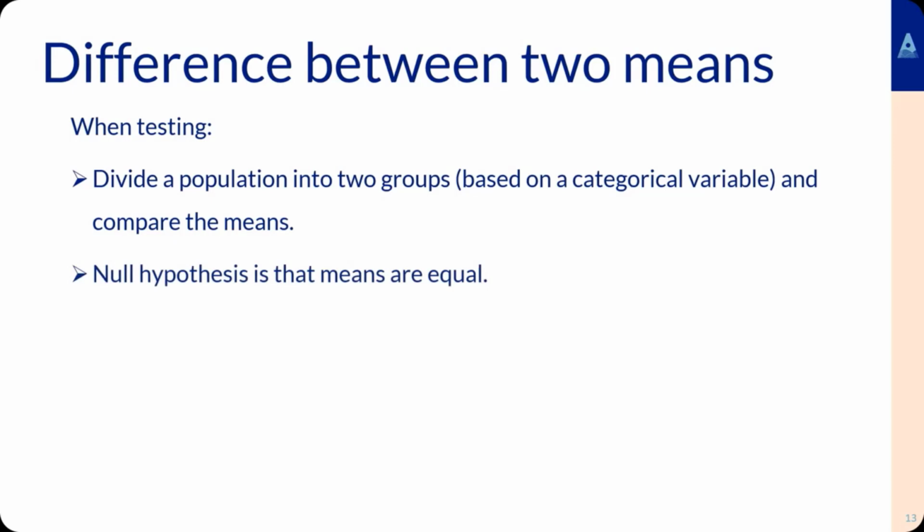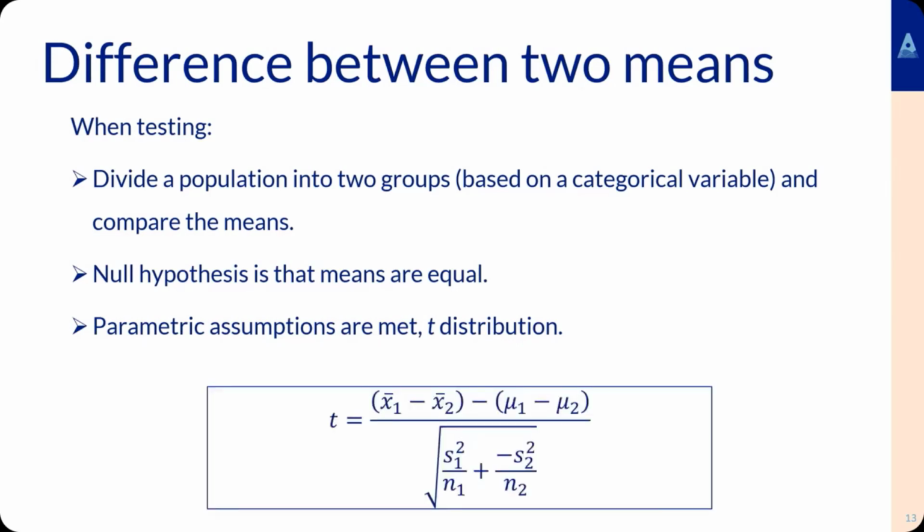Now it's important to understand the difference between population and samples. Our hypothesis is that the means of the full populations are equal. But we don't have the full populations, we only have the samples. So long as parametric assumptions are met, which we described in the previous slide, we can use the t-distribution and calculate a t-score, which we've used before.